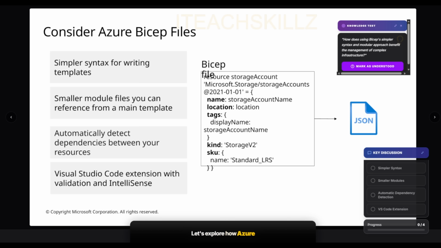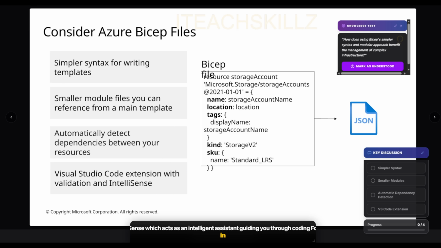Let's explore how Azure Bicep files offer a simpler syntax for writing templates, making them more intuitive and efficient. Think of it like crafting smaller Lego modules that can be easily referenced from a main template. This modular approach allows you to automatically detect dependencies between your resources. Building on that, with the help of a Visual Studio Code extension, you get validation and IntelliSense, which acts as an intelligent assistant guiding you through coding.